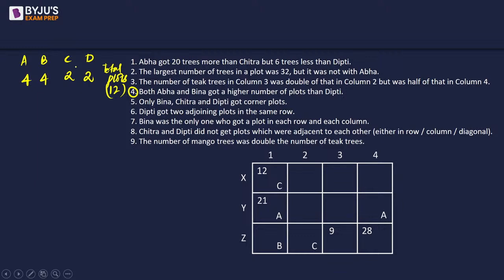So the minimum even number of plots Dipti can get is 2, because it's also given that Dipti got 2 adjoining plots in the same row. So it's 2. Since Abha and Bina got more than it and they also got an even number, you have to take a minimum of 4. So 4, 4 and 2 is 10, and Chitra got 2, so that's 12. So from here we get to know that A and B got 4 plots each, while C and D got 2 plots each.